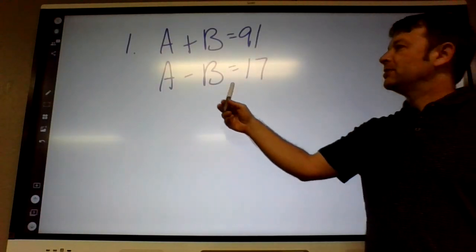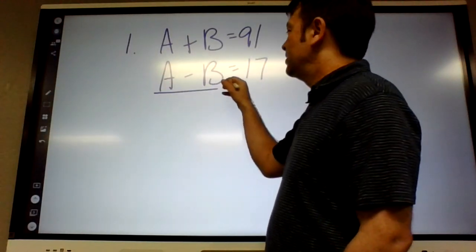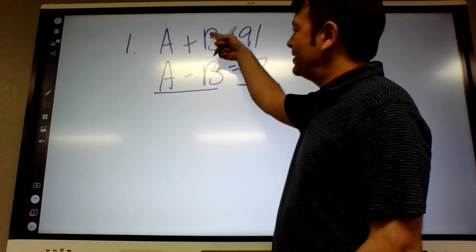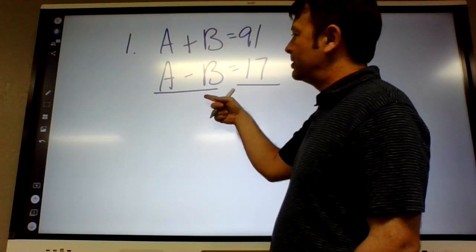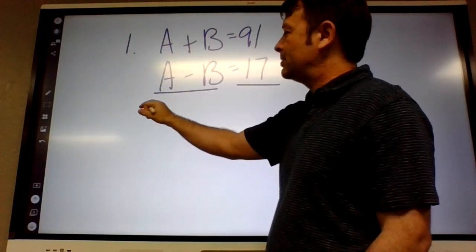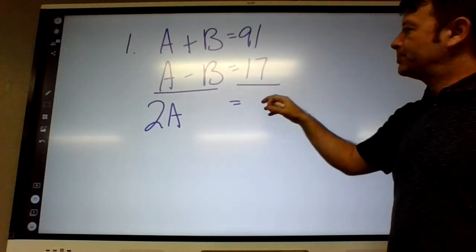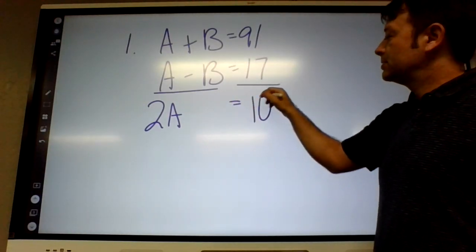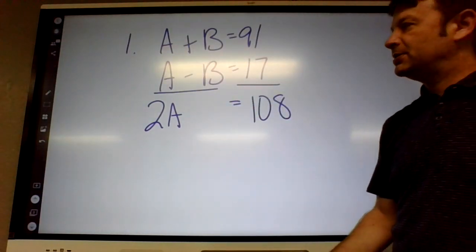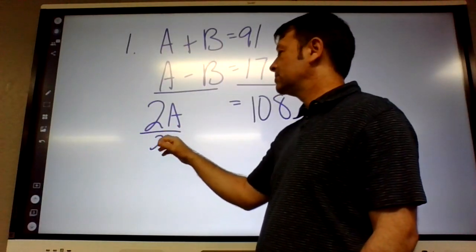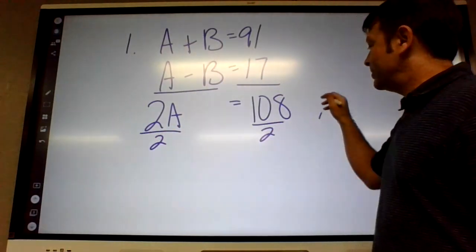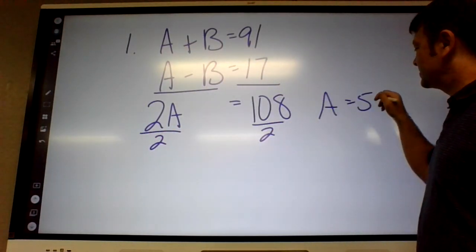Elimination, just put them together. Right, 2A equals 108. If we add the two lines together, the B's will eliminate. So A plus A is 2A, and 91 plus 17 is 108. So A, the first number, is 54.